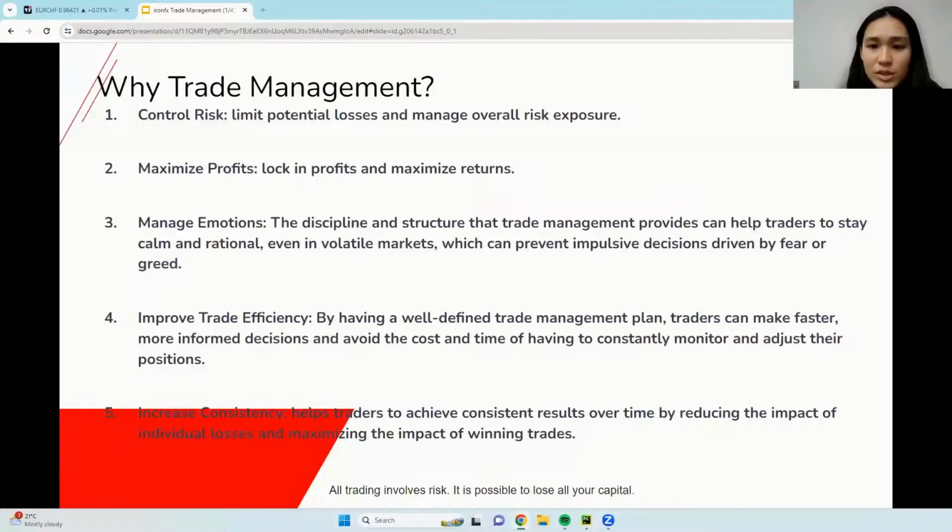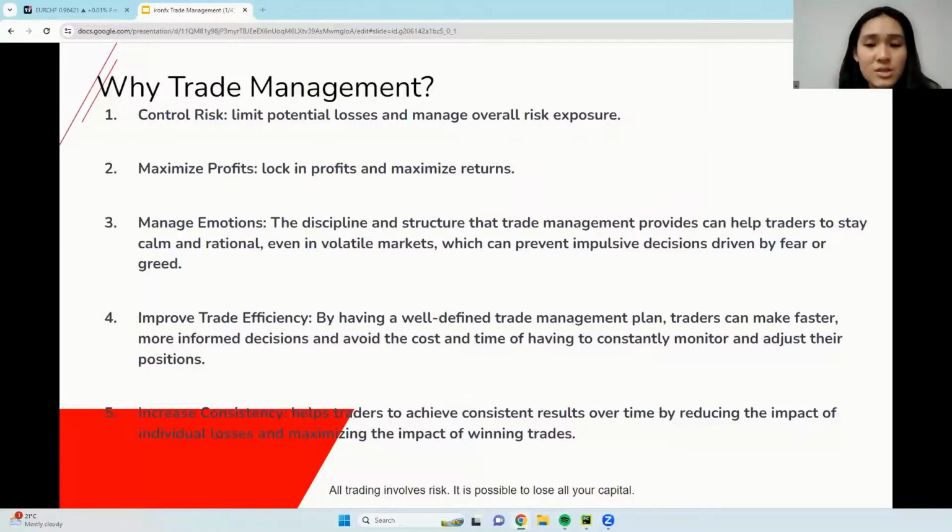Here are some reasons why it's important to have a proper trade management strategy. Firstly, to control risk. Trade management strategies such as stop loss orders and position sizing help traders to limit their potential losses and manage their overall risk exposure. Next, to maximize profits. Trade management strategies such as take profit orders and trailing stops help traders to lock in their profits as well as maximize returns.